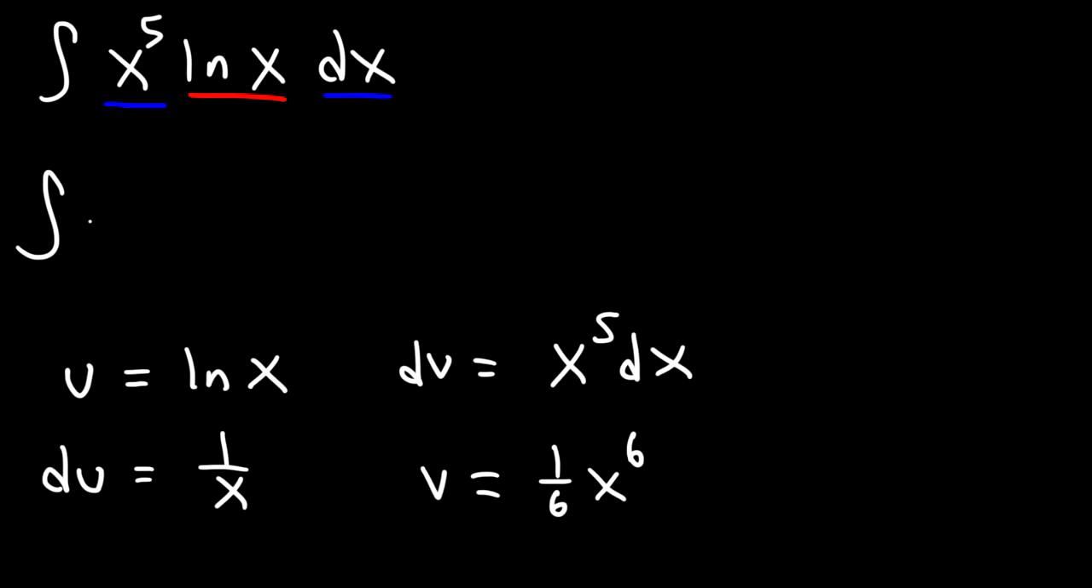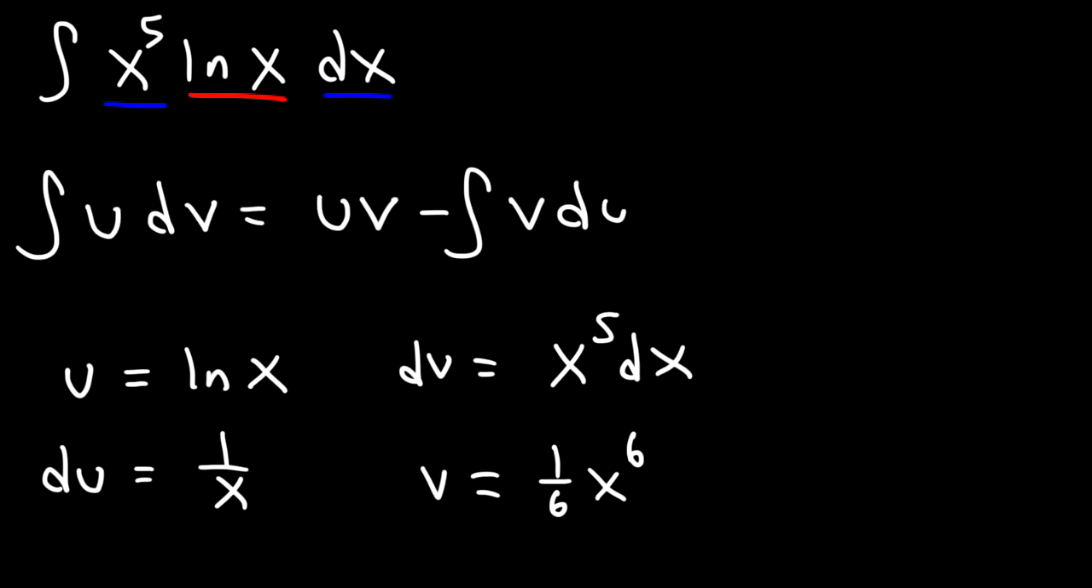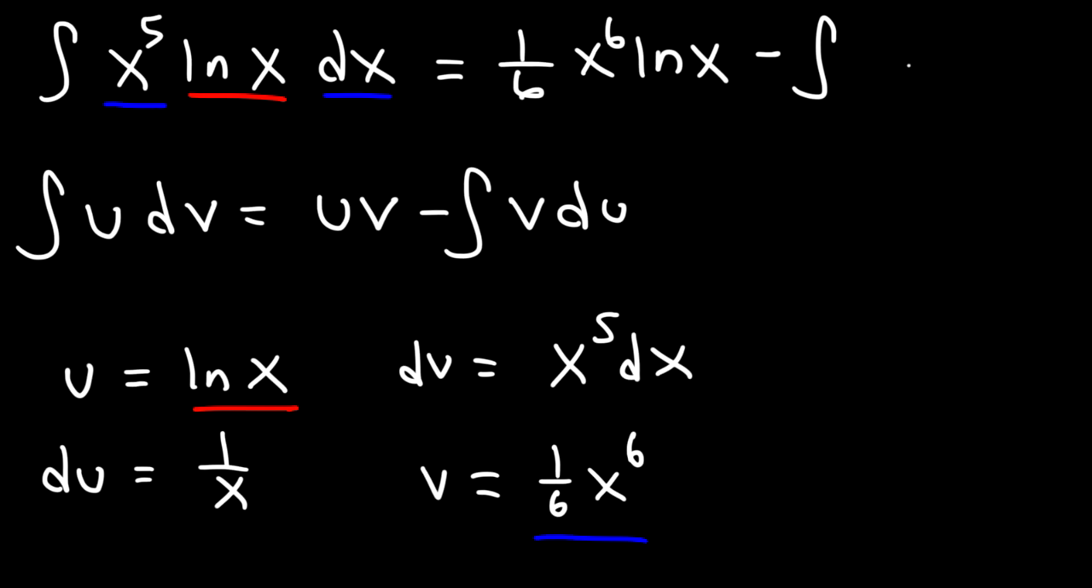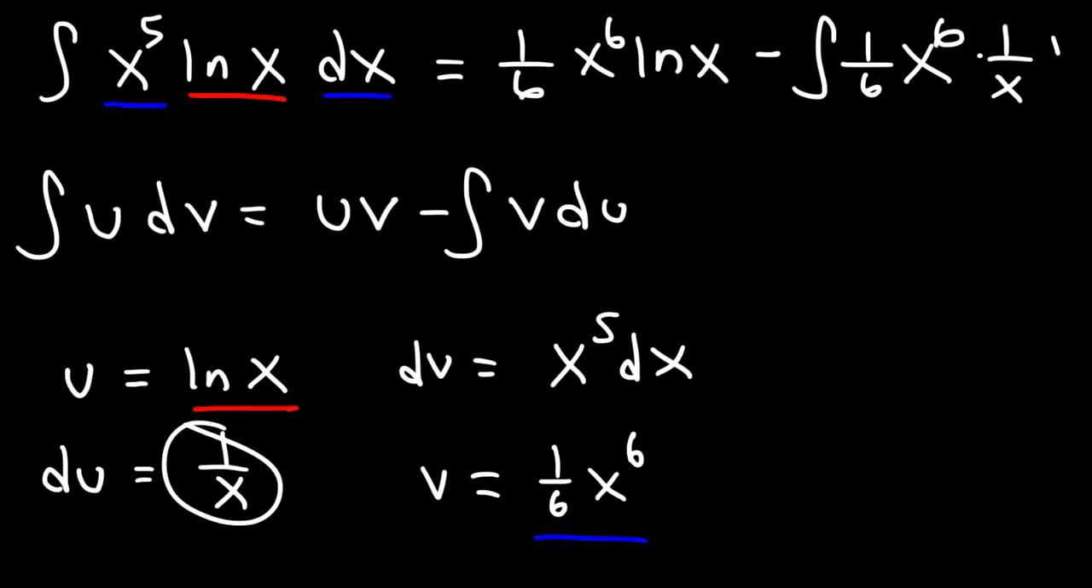So using the formula, the integral of u dv is u times v minus the integral of v du. So u times v, that's ln x times 1/6 x to the 6th. So that's going to be 1 over 6 x to the 6th ln x. And then minus the integral of v, which is 1 over 6 x to the 6th times du, and that's 1 over x dx. Notice that we can integrate the result of this expression. So let's go ahead and do that.